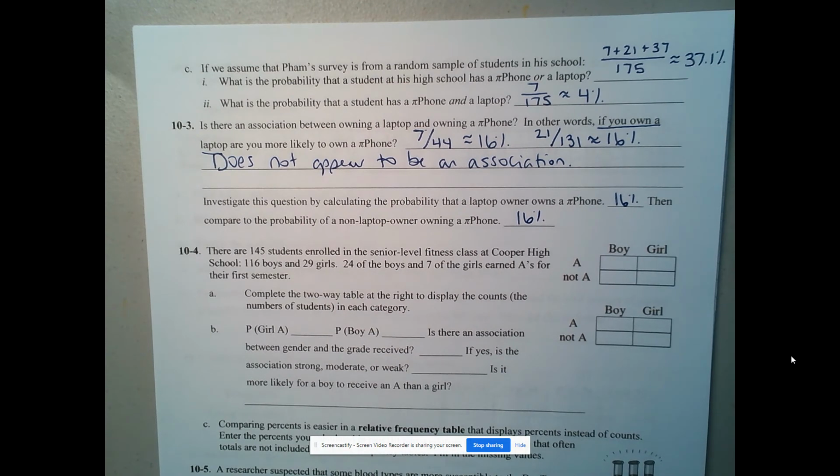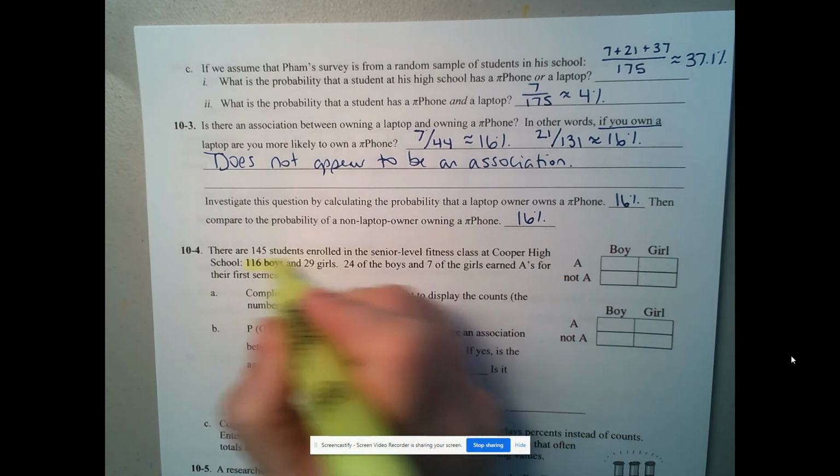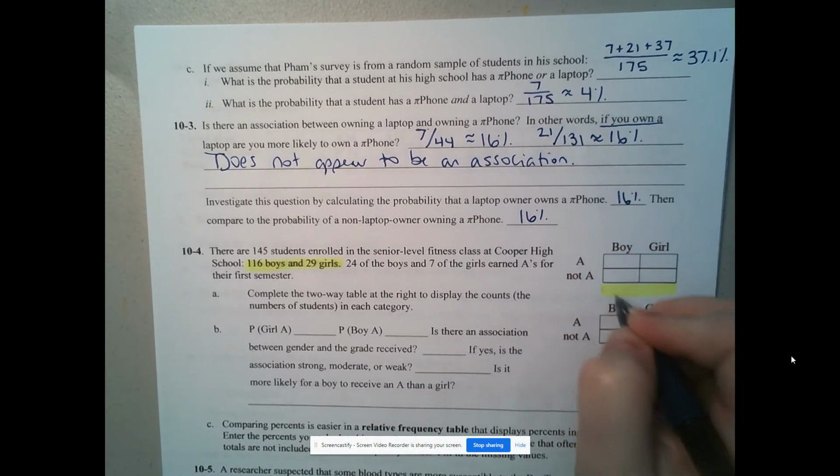There are 145 students enrolled in the senior level fitness class at Cooper High School, 116 boys and 29 girls. 24 of the boys and 7 of the girls earned A's for their first semester. Complete the two-way table at the right to display the counts, number of students in each category. So what I would do is I would say, first of all, Cooper High School has 116 boys and 29 girls. That's going to be your total number of boys and total number of girls.